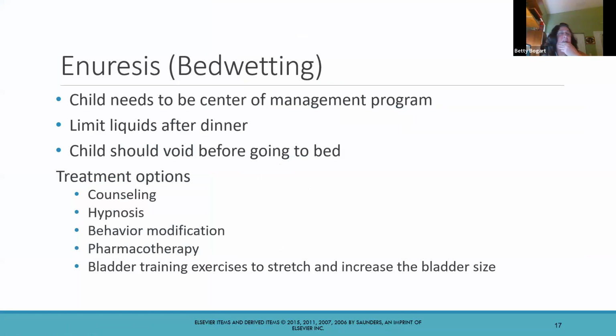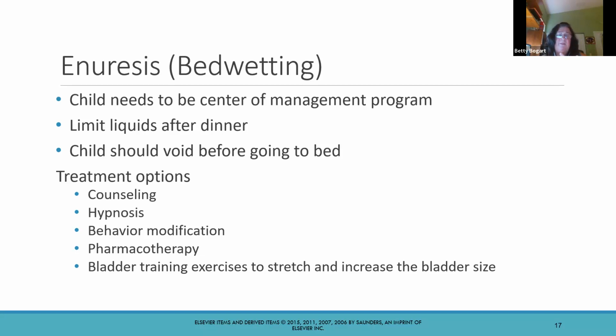So limit the liquids, as I said. And of course, always when they go to bed, they brush their teeth, they should urinate, sit on the potty, do what they need to do before they go to bed, and then I'll put them to bed. And then that should help.